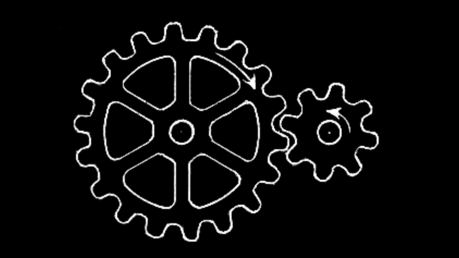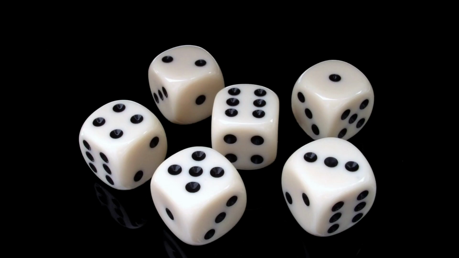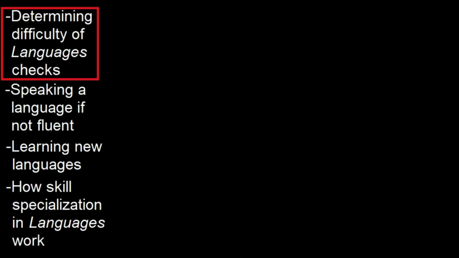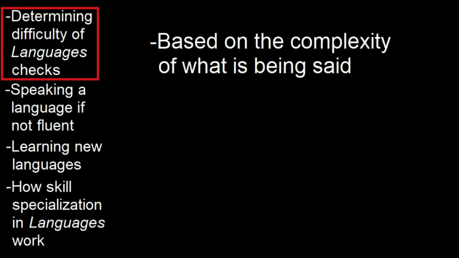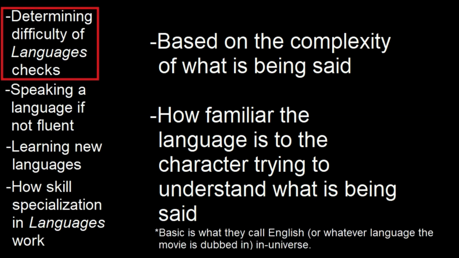How this works is that when a character encounters a language in which they aren't fluent and want to know what's being said, the player, or GM in the case of NPCs, rolls the die code for their languages skill. If they don't have any dice in the skill, they use their knowledge attribute instead. The difficulty of a languages skill check is based on the complexity of what's being said and how familiar the language is. The rulebook uses similarity to Basic as a starting point.